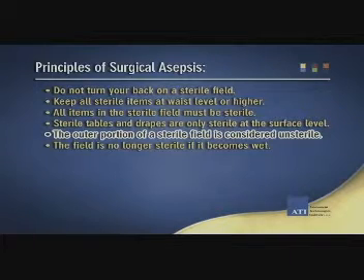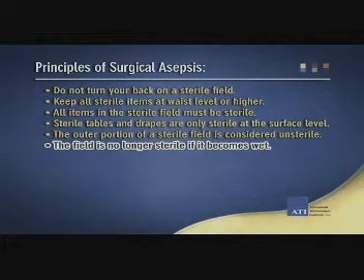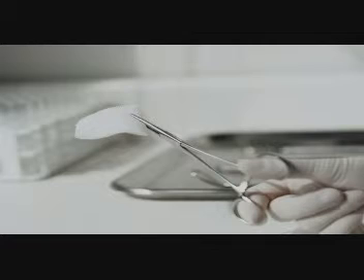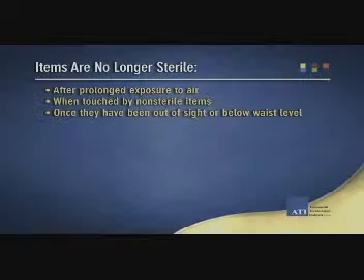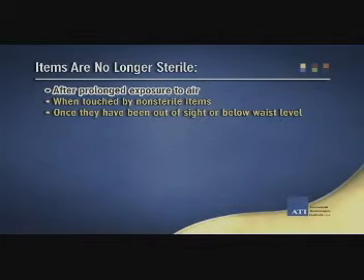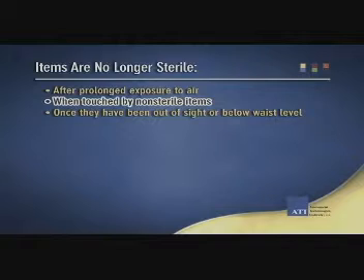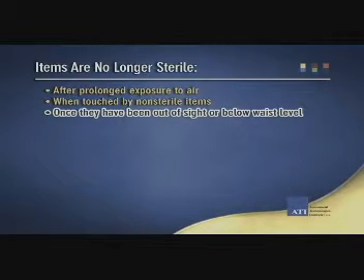The outer portion of a sterile field, about 1 inch, that's 2.5 centimeters from the edges, is considered unsterile. The field is no longer sterile if it becomes wet, unless there is a waterproof barrier under it. And finally, all sterile items must be handled with sterile gloves or sterile forceps. Items are no longer sterile after prolonged exposure to air, when touched by non-sterile items, and once they have been out of your line of vision or below waist level.